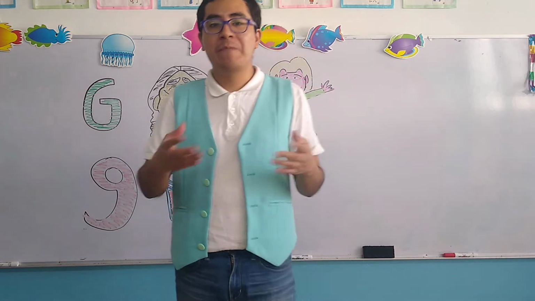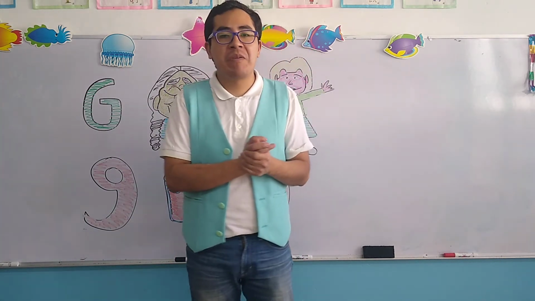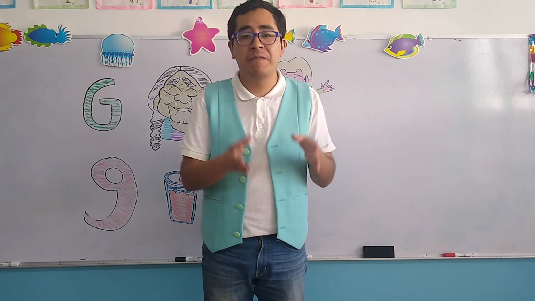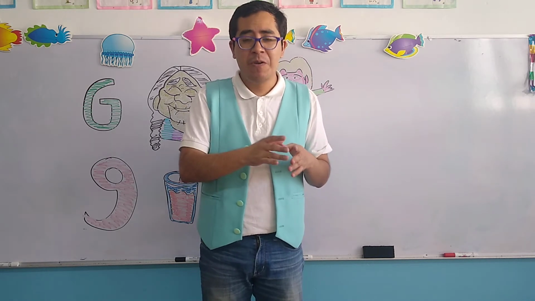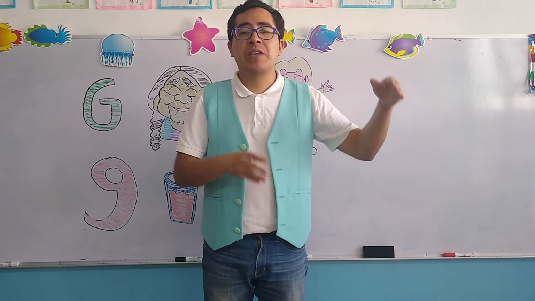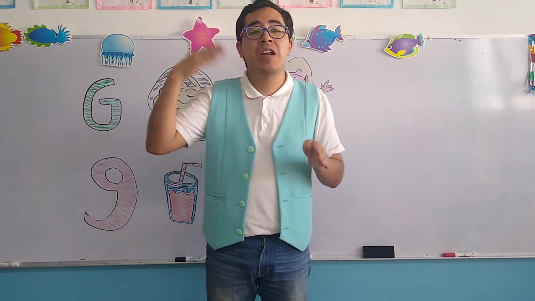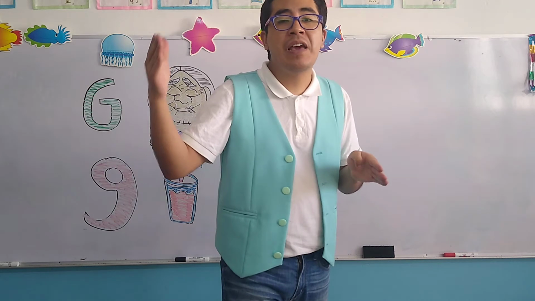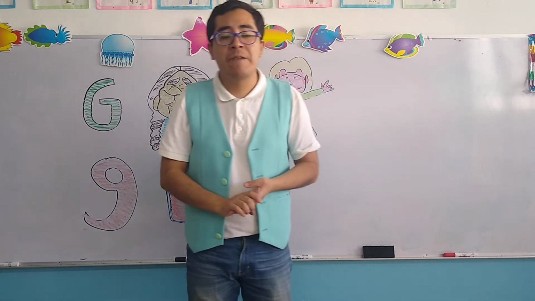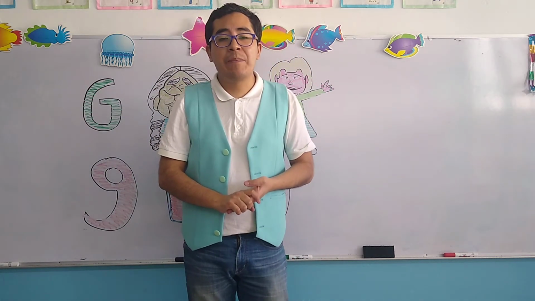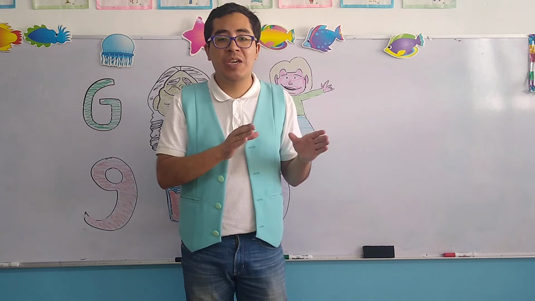Today, my children, we're going to continue with the review of the letters of the alphabet. Remember, we already started with the letter A, we already saw letter B, letter C, letter D, letter E, letter F, and today we're going to see capital and small g, okay?